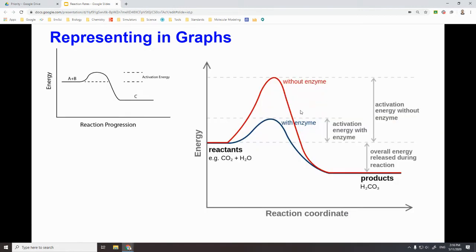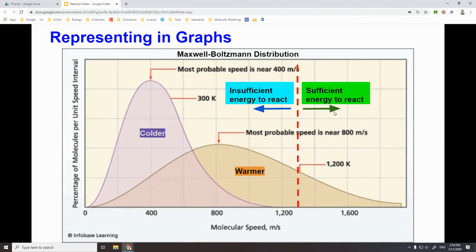You can do this with an endothermic reaction as well. In that case, the final energy would be higher than the starting energy. This graph is one that we looked at in class also, and you're going to have to study this graph a little bit, but you're going to see it again when we do a test.